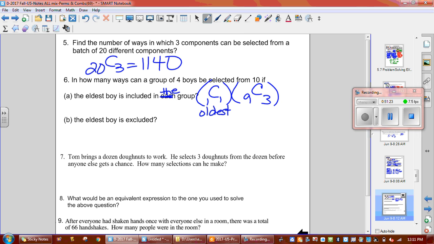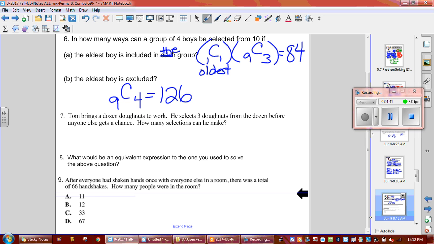Next question. Tom is bringing a dozen donuts to work, so that's 12 of them. He chooses 3 to eat. So 12 choose 3. Tom has 220 different selections he can make of donuts. What is an equivalent expression to the one above? Well, what did we do? We always take and we subtract the numbers. So it would be 12 choose 9. That's how you find the other r number. 12 choose, subtract the 3. That's going to give you the exact same total.